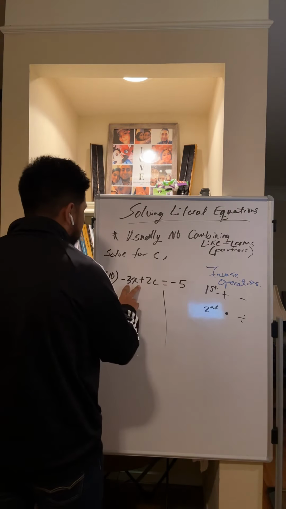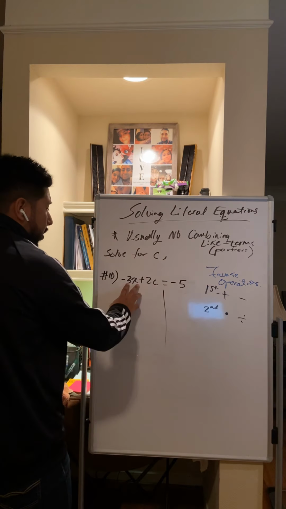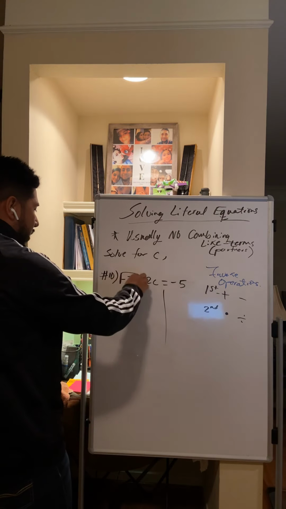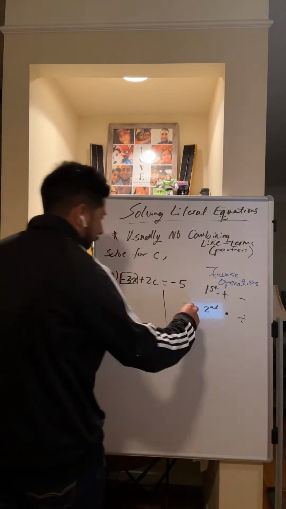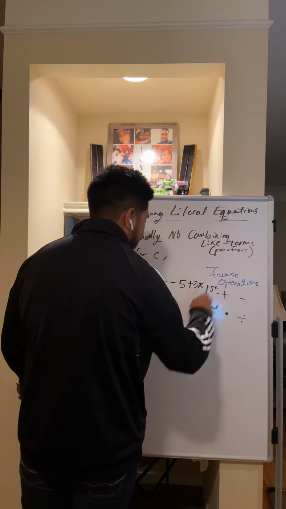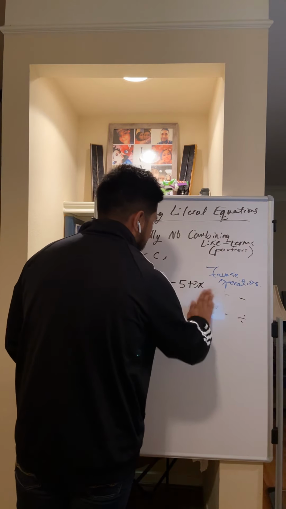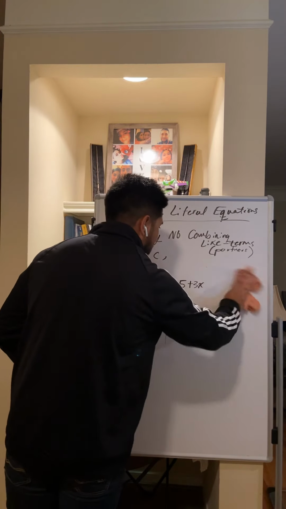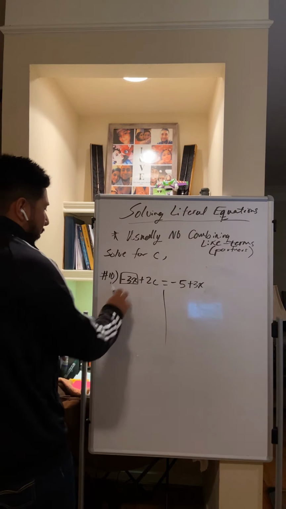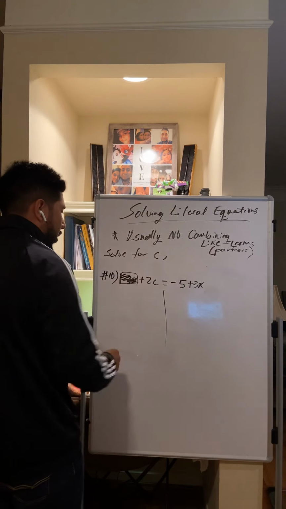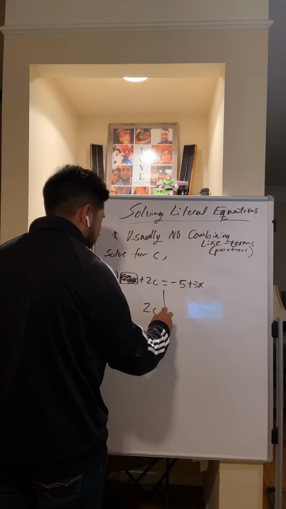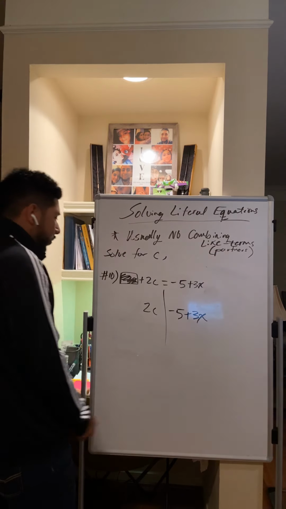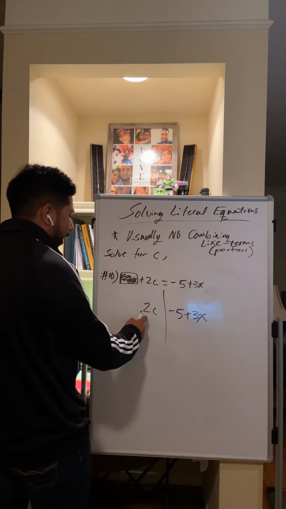Holy shoot, sir, but this has a negative 3x. Hey, it's okay. We don't need this x. I'm going to throw this whole thing over to the other side. This is a negative 3x. When I throw it over, that becomes a plus 3x. So we went from negative to positive. Let me rewrite it to make it look nicer. Negative 5 plus 3x. Still need this c by itself.